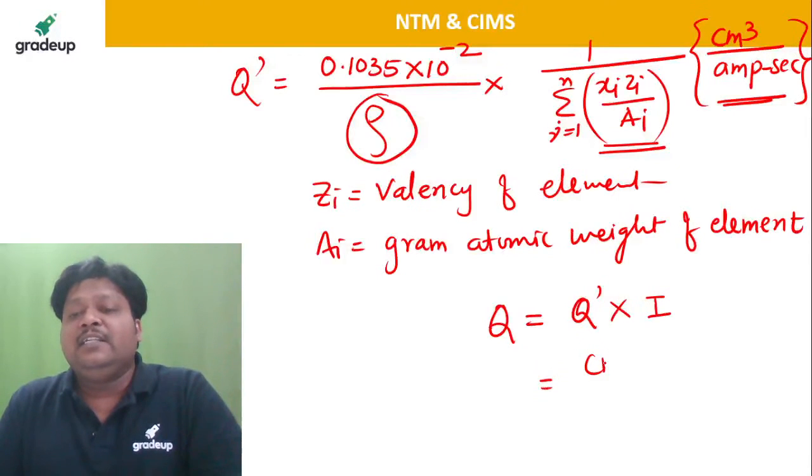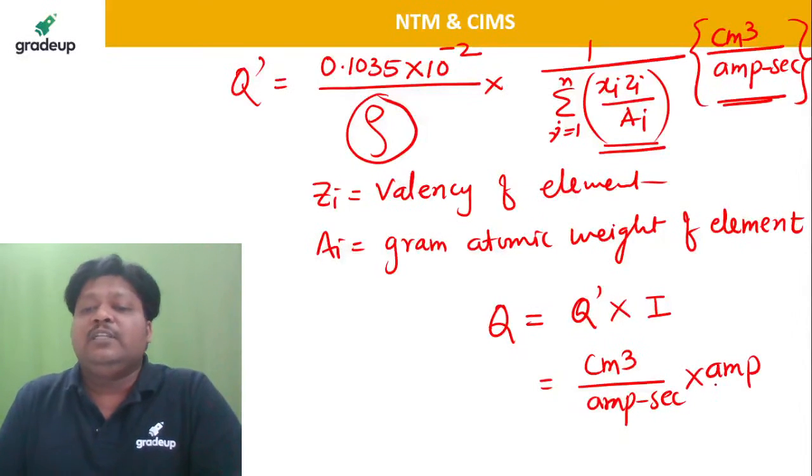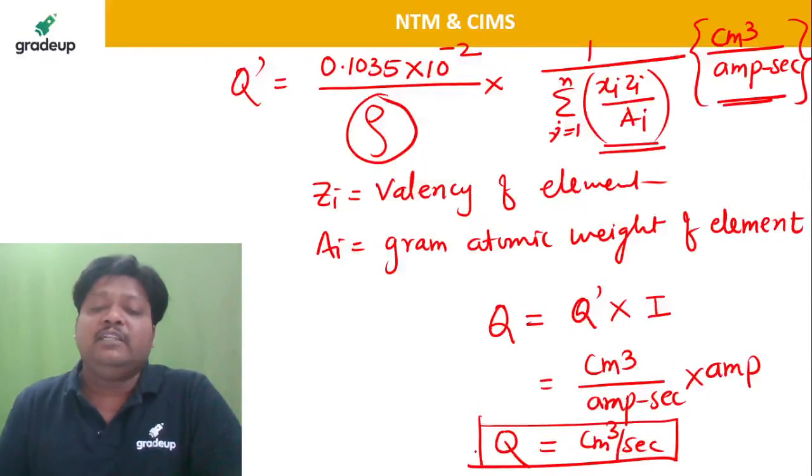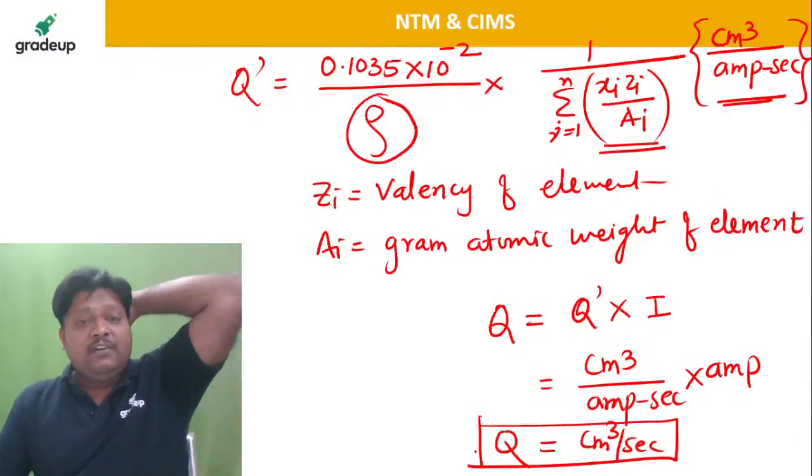Okay, then definitely the centimeter cube per ampere second is there. If you multiply by current in ampere, you will get the required material removal rate Q in terms of centimeter cube per second. So this is very important. This is a very basic thing for our next question.